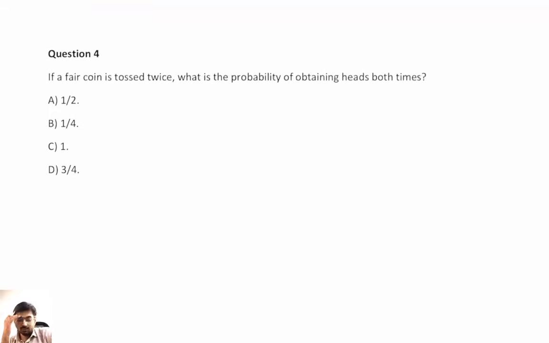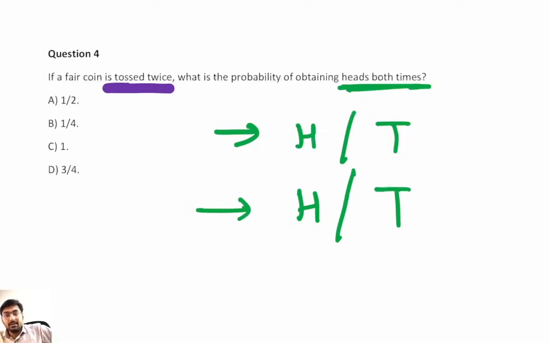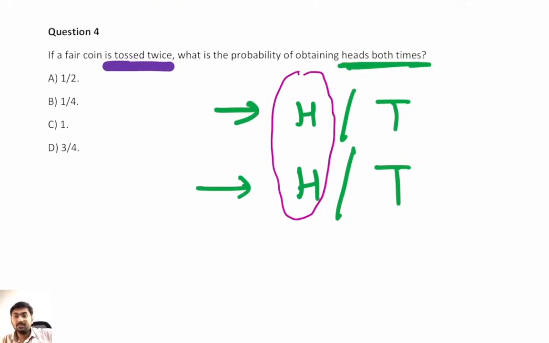Clear? Question number 4. If a fair coin is tossed twice, means you are tossing the coin first time, then again second time. Now what is the probability that you will obtain the head both the time? Means first time you toss, there is a possibility of head or there is a possibility of tail. Again, second time you tossed, there is a possibility of head and there is a possibility of tails. Now they are asking that in both the toss, what is the probability that you are going to get head and head only? Clear? So now tell me what is the probability.